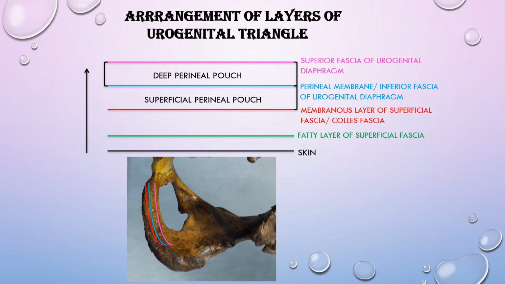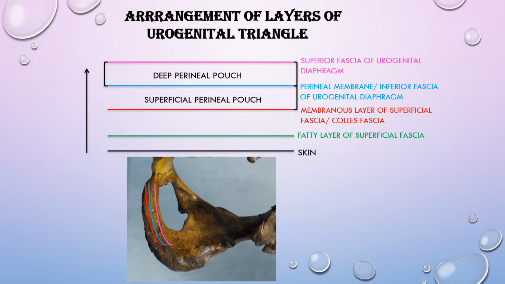One more space is between the perineal membrane and the superior fascia of the urogenital diaphragm. This space is called the deep perineal pouch or deep perineal space. This space also contains blood vessels, nerve fibers, and muscle in the form of a sheet.